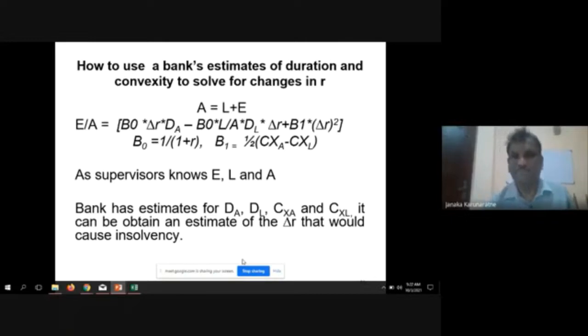One second job. It will not take a second. What is duration gap? I said, forget about convexity. dA minus KDL. That is the duration gap. dA is 5 minus KDL. What is K? K is the leverage factor, L over A. So 0.6 times DL. DL is 3, I said. So 3 into 0.6, 1.8. So 5 minus 1.8 is 3.2. So duration gap is 3.2 years.